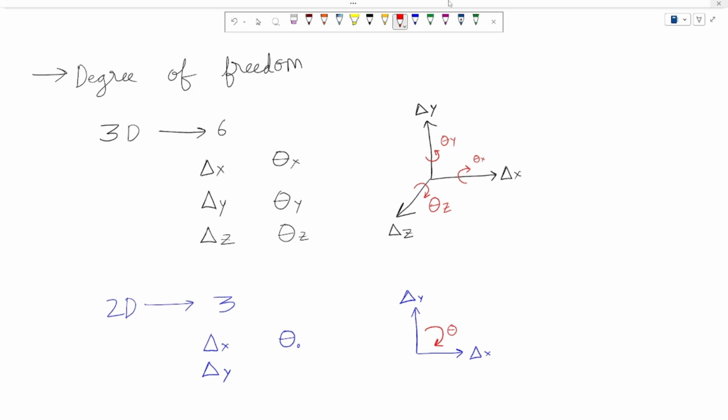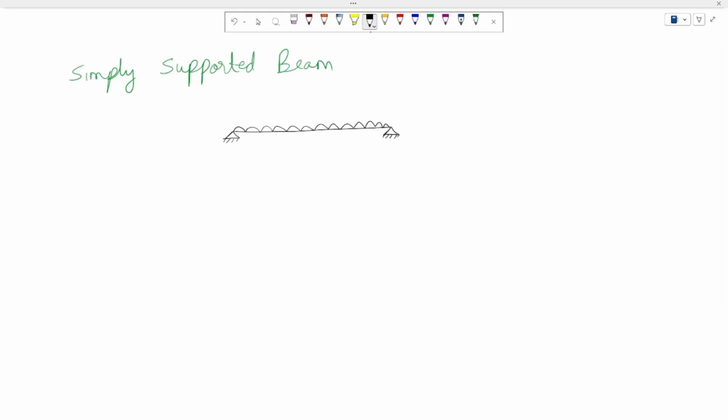Now let us take a simple case of a simply supported beam. You have 3 degrees of freedom in this. You have delta x, you have delta y, and you have theta. Now what you restrict defines how your support behaves. For a simply supported condition, your delta x and delta y are restricted but your theta is free. If you define your 3 degrees of freedom in this way, then this is defined as a simply supported beam.